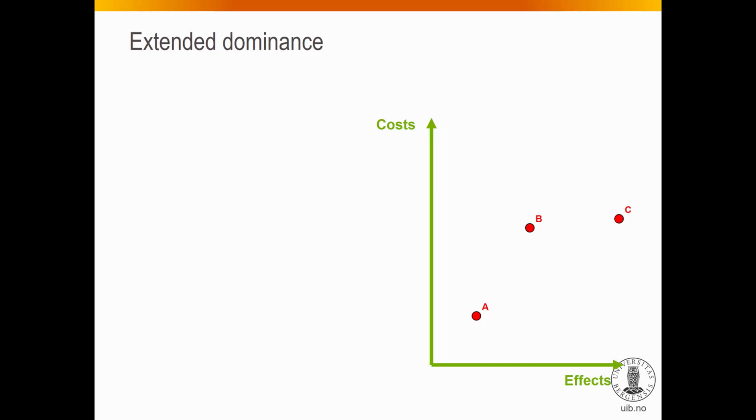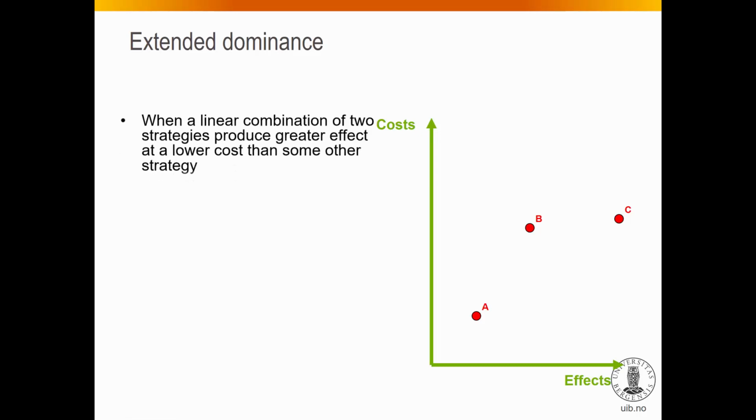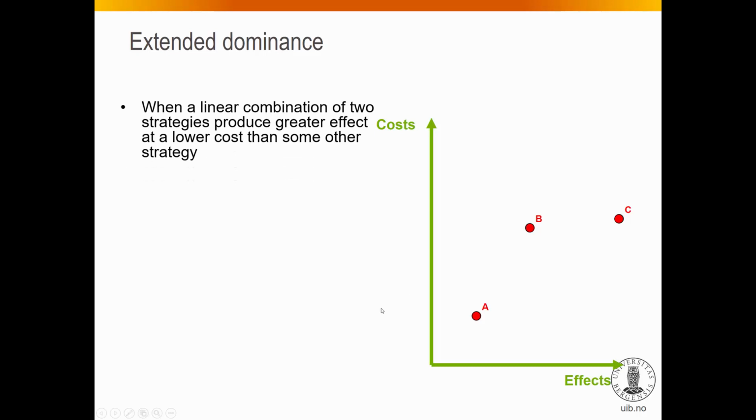Extended dominance is slightly more complicated but very related to dominance. Consider these three alternatives, A, B, and C. The definition is that when a linear combination of two strategies produces greater effect at a lower cost than some other strategy, then we have extended dominance. What does this mean? Okay, let's consider a combination of A and C. That means we give A to some patients and C to some patients. This is a linear combination.